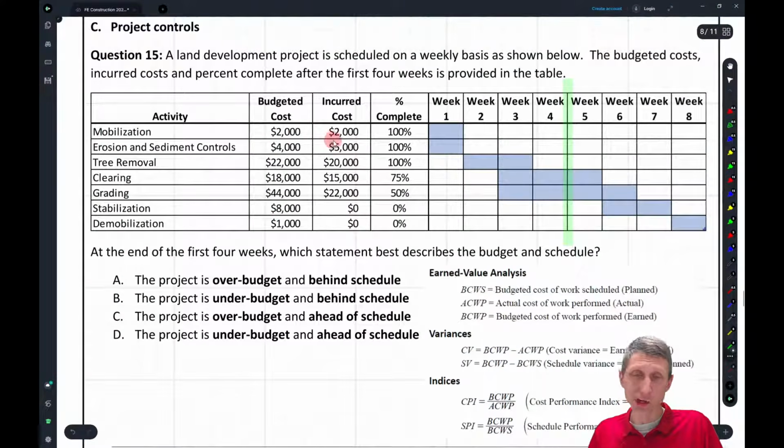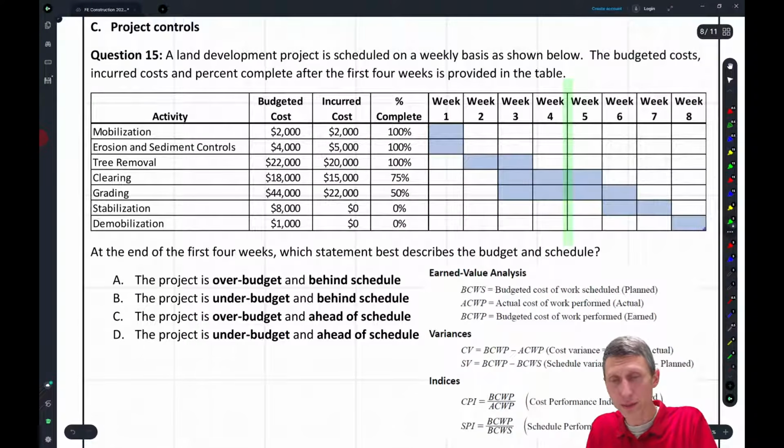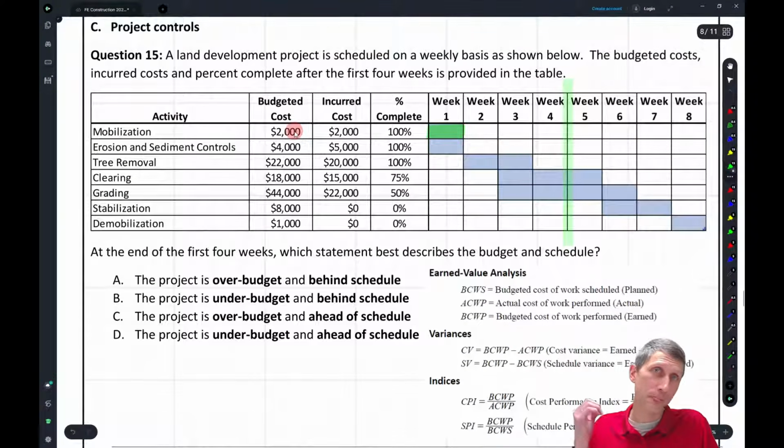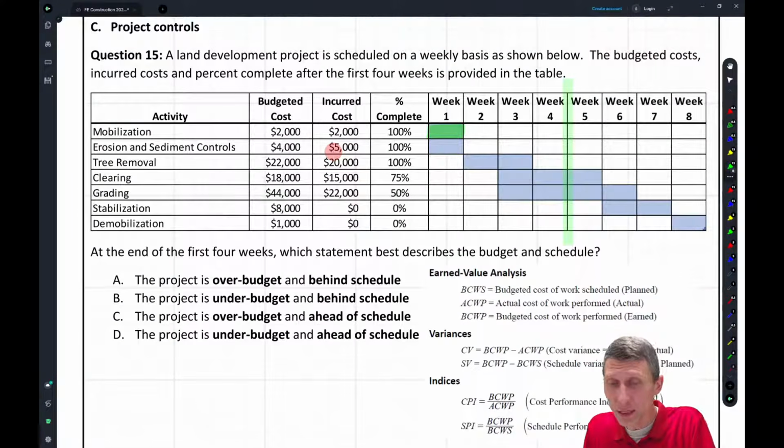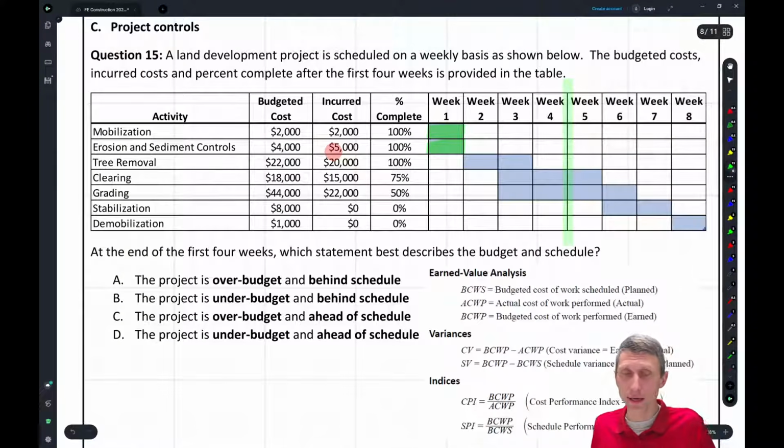We have a budgeted cost, an incurred cost, and how far complete each of these tasks is. For example, task 1 is 100% complete, and let me shade that in. It's good, we're happy. The budgeted cost is the same as the actual incurred cost. They budgeted 2,000 to mobilize to the site. Erosion and sediment controls, we budgeted 4,000, but it cost 5,000. We had a big rainstorm, we had to go fix things. But it's 100% complete. We got everything in place, and we're happy.